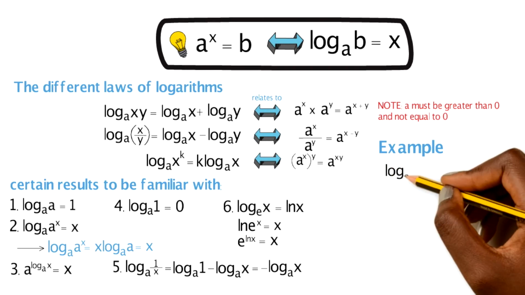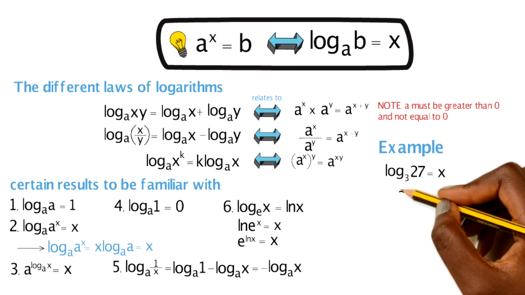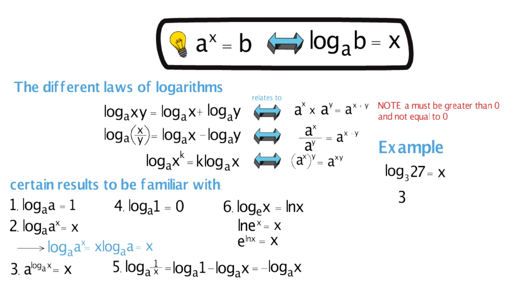So an example question, if you have log base 3 of 27, and it wants you to work out the value, we are going to use the main formula that I mentioned initially to do that. So we're going to rearrange this to 3 to the power of x is equal to 27. And knowing your indices laws, you would know that 3 cubed is equal to 27, so therefore x must be equal to 3.